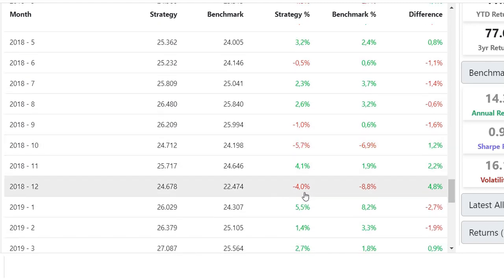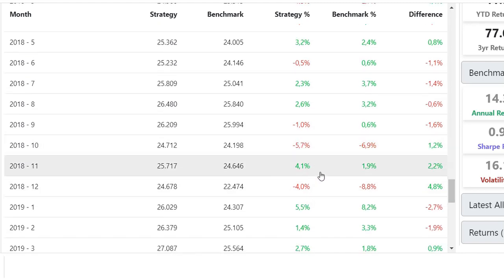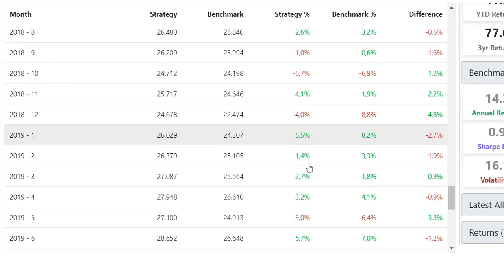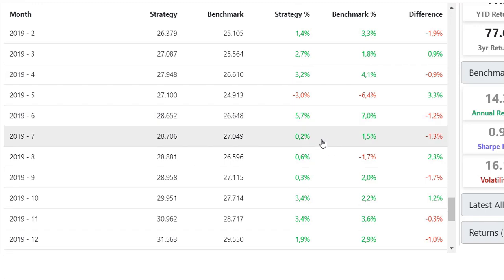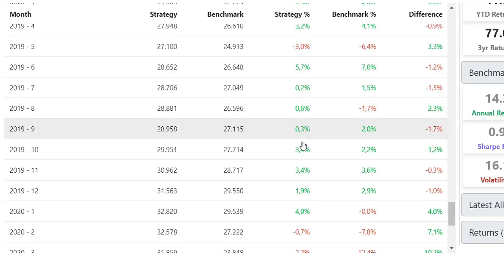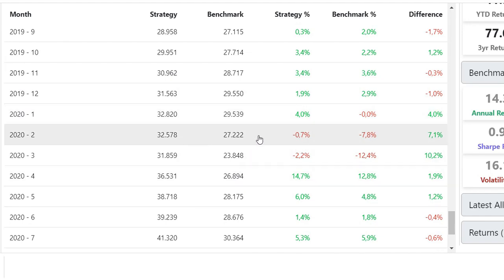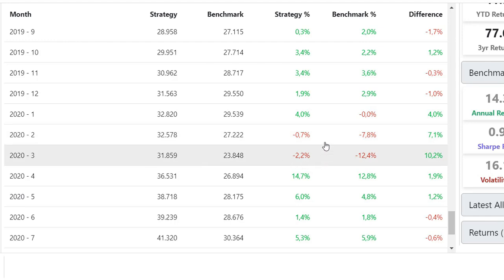And as you remember, 2018 ended up with a small loss on my account of a couple of percent. Then we have 2019, almost all winners, a single losing month here. And here in 2020, it has been absolutely amazing. As you can see here, in February and March, we had some small losses.